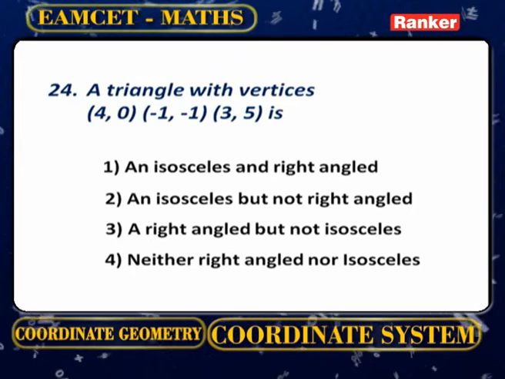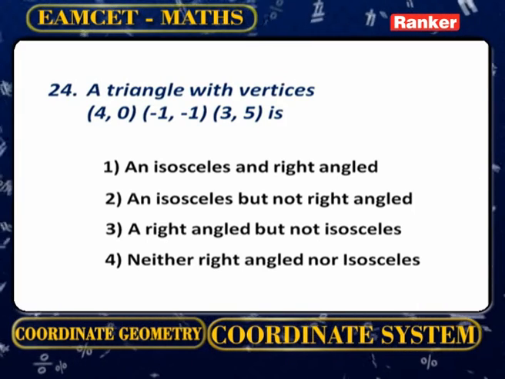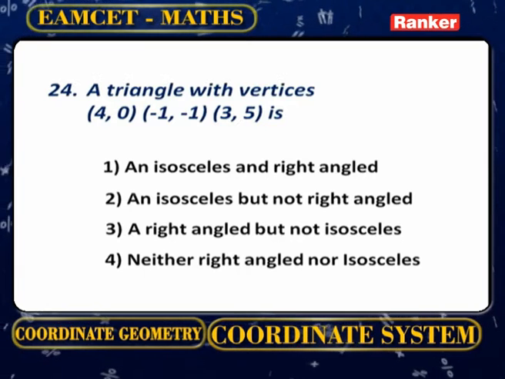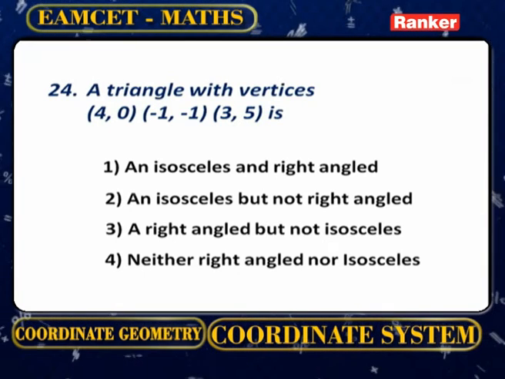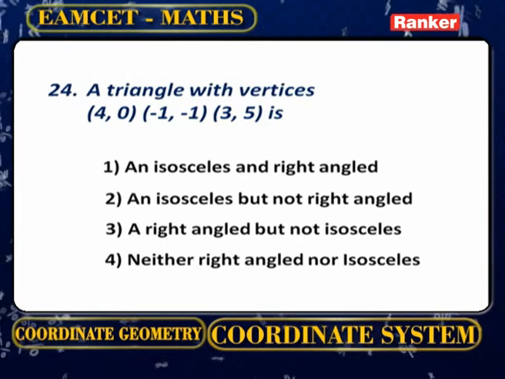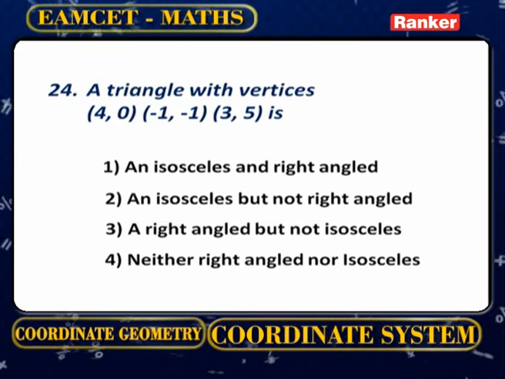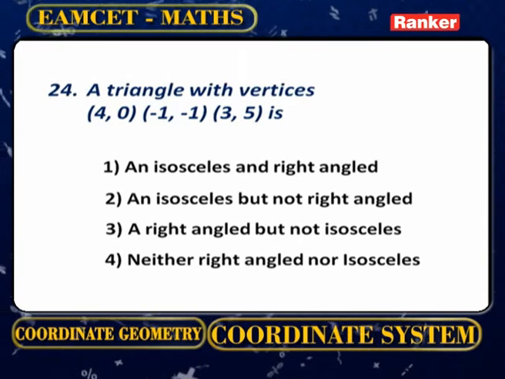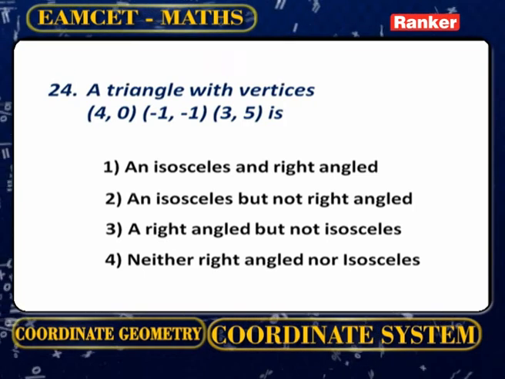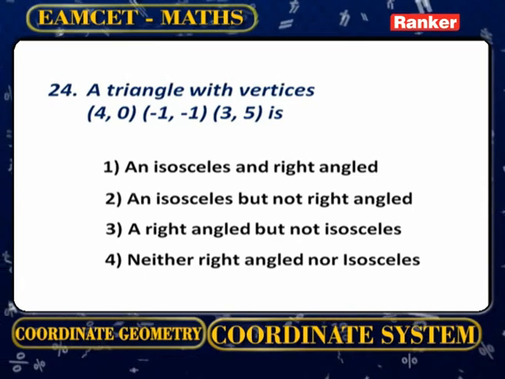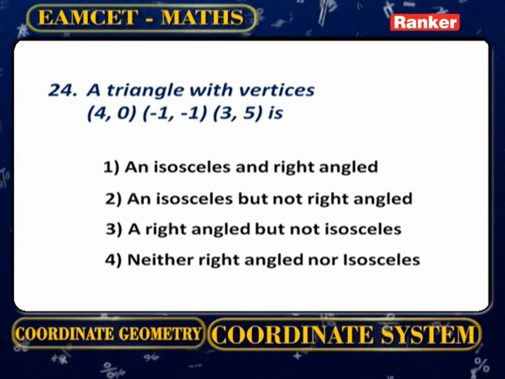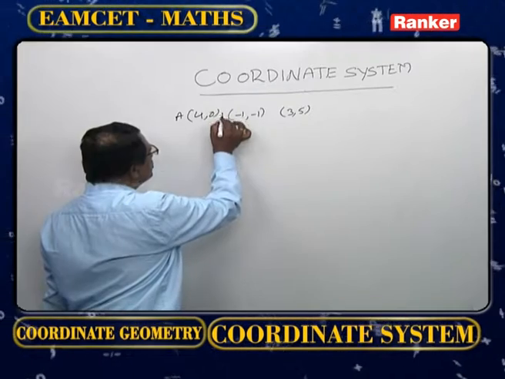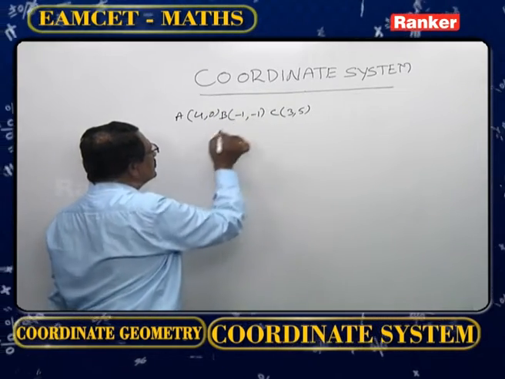The triangle with vertices 4 comma 0, minus 1 comma minus 1, 3 comma 5 is: first option, an isosceles right angle triangle; second option, isosceles but not right angled; third option, right angled but not isosceles; fourth, neither right angled nor isosceles. Consider the given 3 points A, B, C.